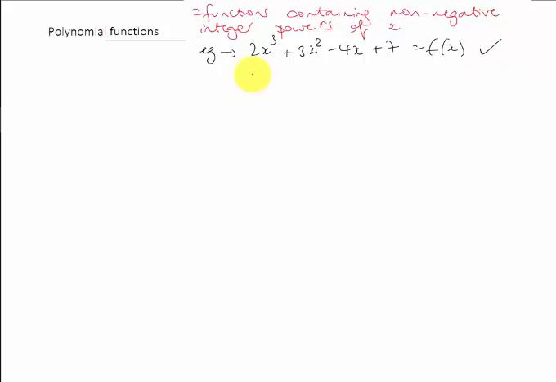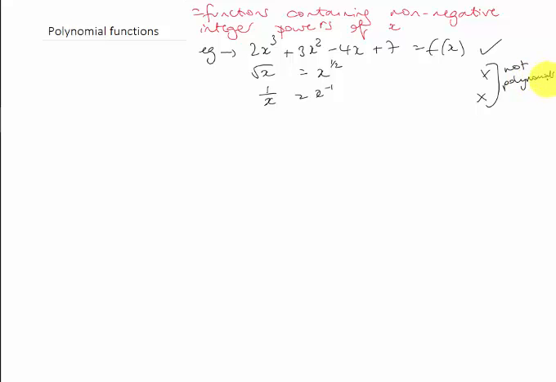But if we had square root of x, that is not, because the power of x in this is 1/2, so that is not a non-negative integer, and 1 over x, so that's x to the power minus 1, so that is a negative integer, so that does not count in this definition. So these are not polynomials.